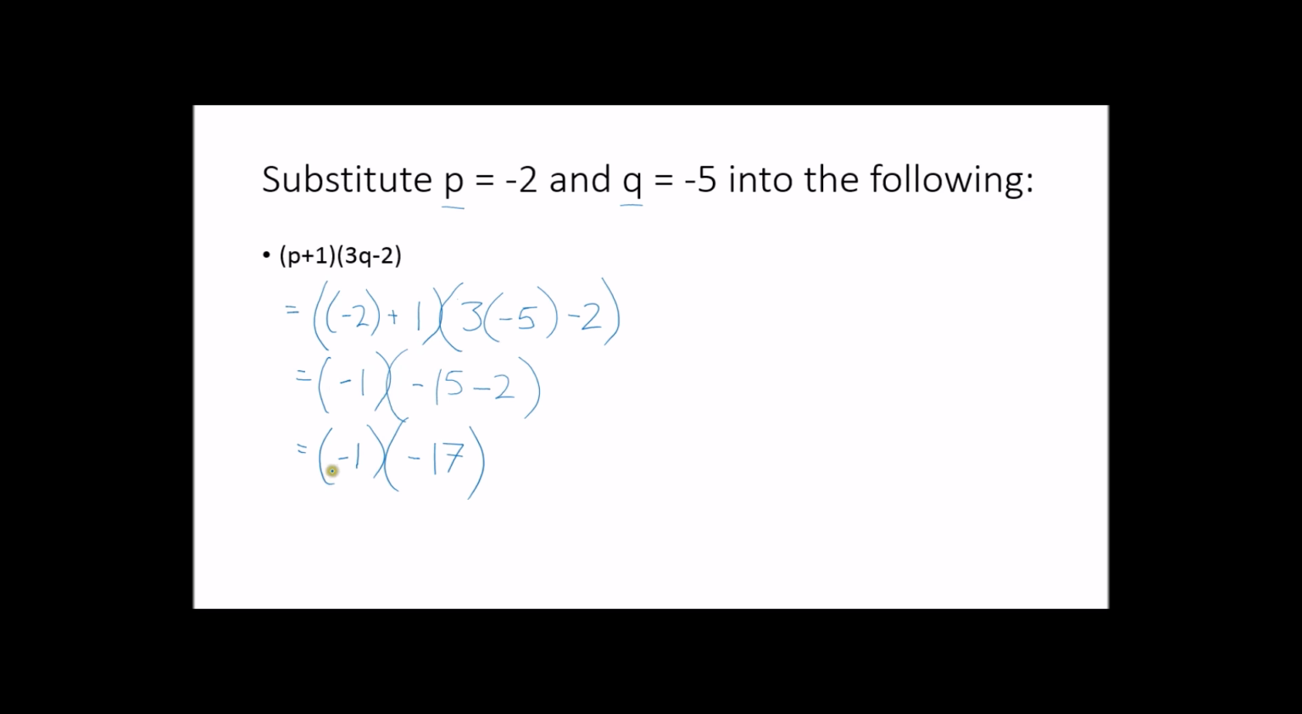Okay, so then what have we got here? Now we've got negative 1 bracket set negative 17. Now this is a situation where there's a multiplication here, even though we haven't written it. So we've got negative 1 times negative 17. Now 1 times 17 is just 17. Two negatives give us a positive value, so our answer is positive 17.